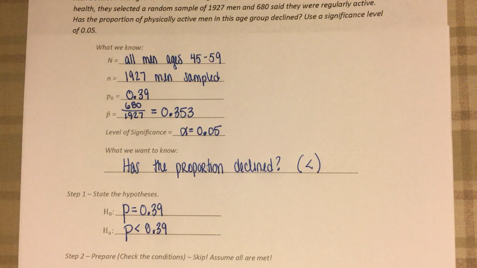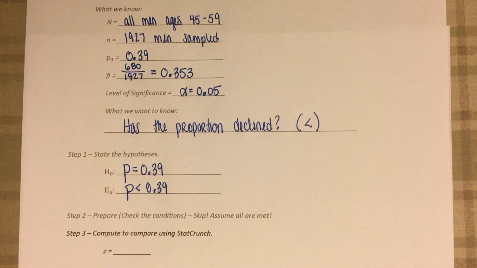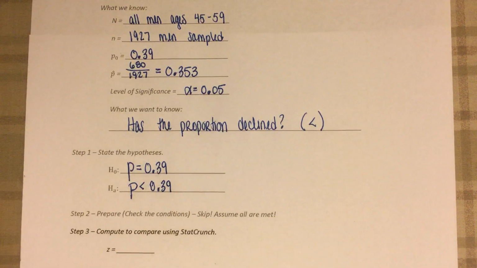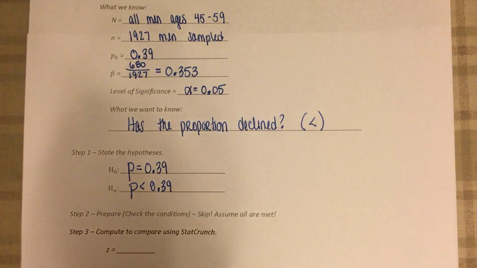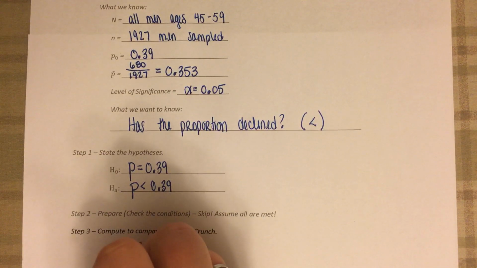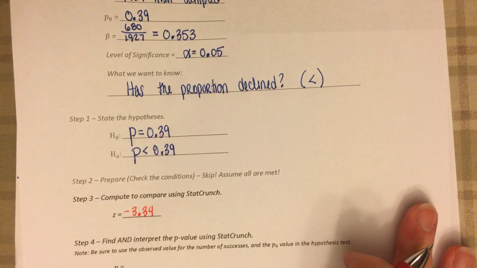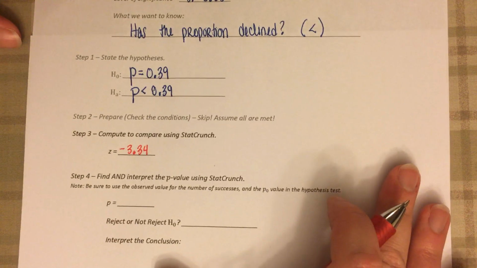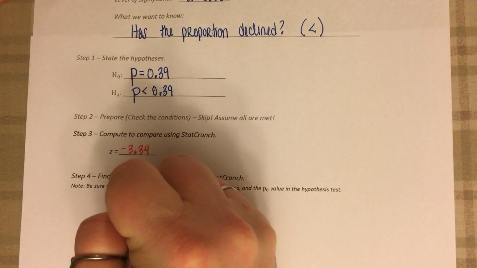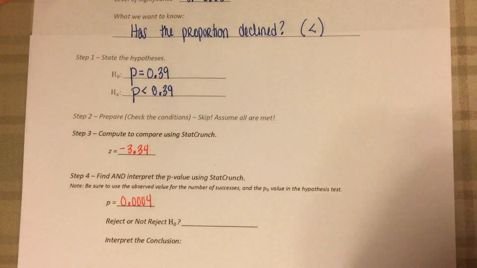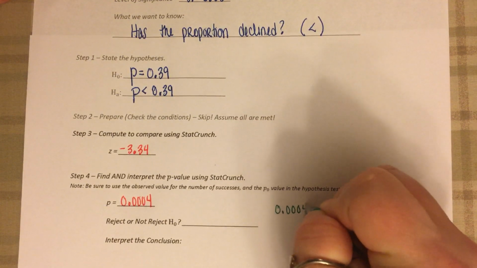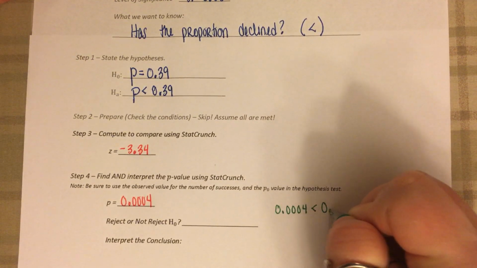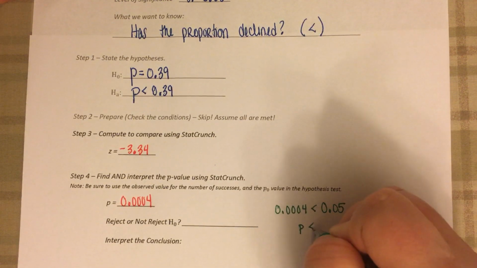Again, we're going to skip our conditions in this particular example. We're going to go to StatCrunch. Again, we're going to make sure we enter our number of successes, number of observations, make sure that we put our correct pair of hypotheses in using this 39%, and we get a z-score of negative 3.34. Our p-value, 0.0004, so another very small p-value. So if we compare these, 0.0004 is definitely less than our alpha, which is 0.05.